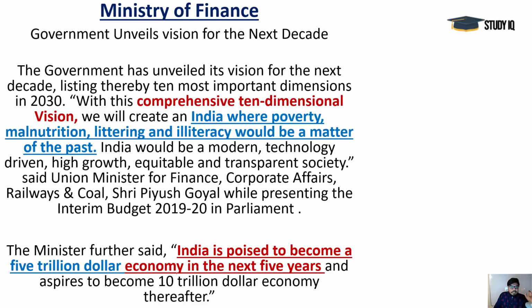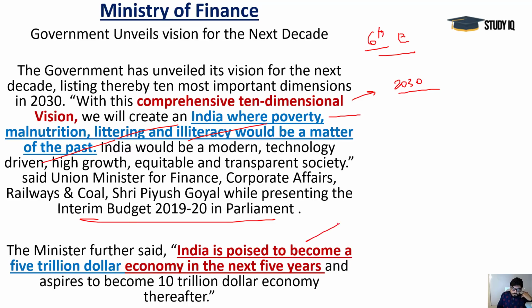Okay. And next, Ministry of Finance data, that we have become the 6th largest economy, and they are now giving a 10-dimensional vision. It is a vision for the year 2030. It's a very ambitious vision for India, where after 10 years, poverty, malnutrition, littering and illiteracy will be things of the past. Okay, so in this interim budget they announced it, and India is poised to become a $5 trillion economy in the next 5 years, and in the next 10 years we are targeting a $10 trillion economy for India.